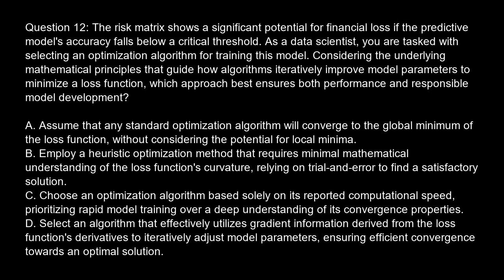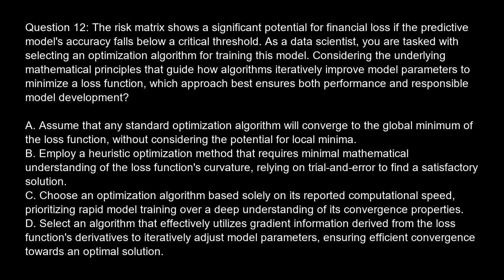Question 12. The risk matrix shows a significant potential for financial loss if the predictive model's accuracy falls below a critical threshold. As a data scientist, you are tasked with selecting an optimization algorithm for training this model. Considering the underlying mathematical principles that guide how algorithms iteratively improve model parameters to minimize a loss function, which approach best ensures both performance and responsible model development?